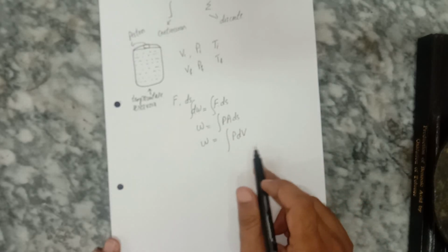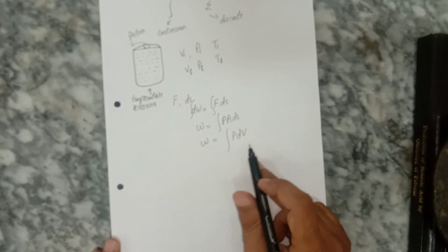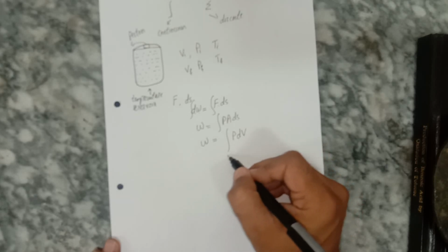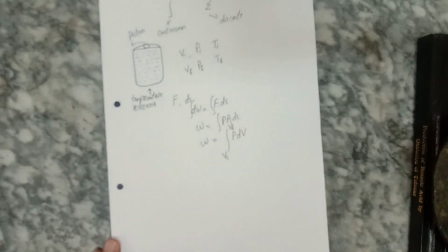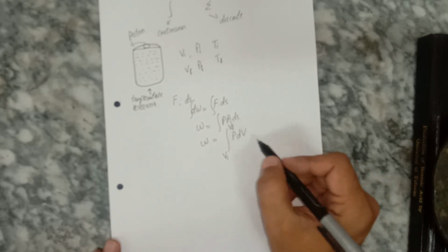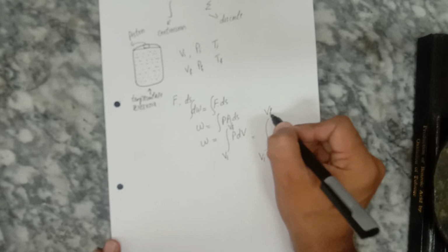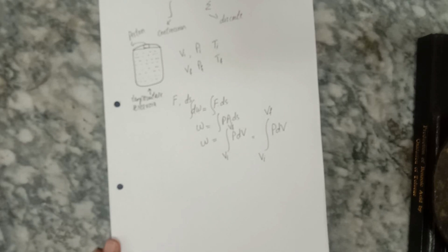And now the integral is either a definite integral or an indefinite integral. Let's make it a definite integral, and the integration is on the volume, so it goes from some initial volume to some final volume. So this would be my relation. I can write it more clearly as the integral from Vi to Vf of pressure times change in volume. So the work done depends upon the change in volume. It should be clear from this relationship.